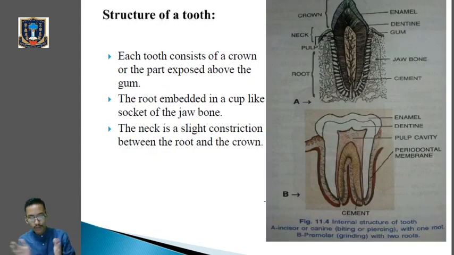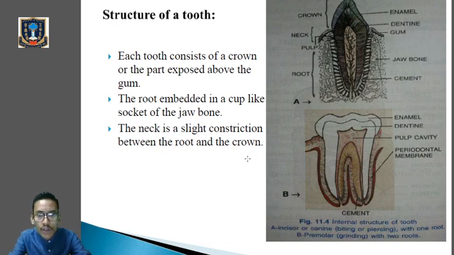Now let's talk about the structure of a tooth. The general structure of a tooth is the same. Each tooth consists of a crown, the part exposed above the gum. Can you see the crown over here? Whatever part of the tooth is exposed above the gum, that is the crown.